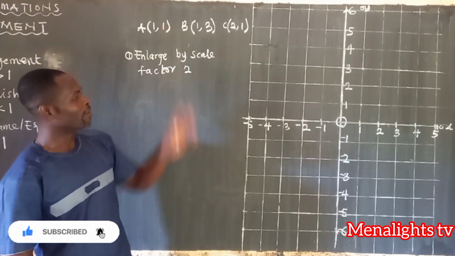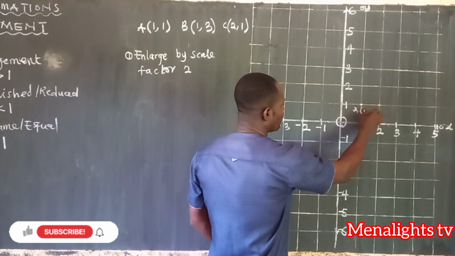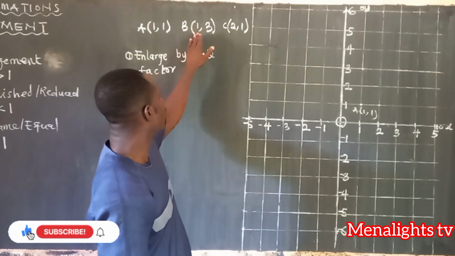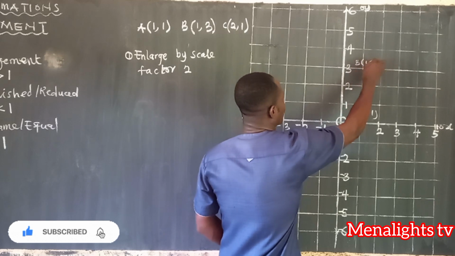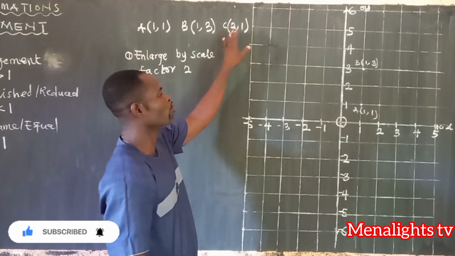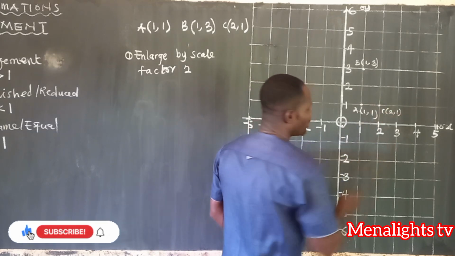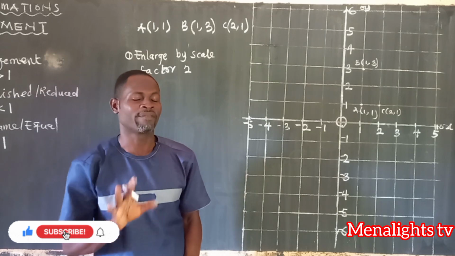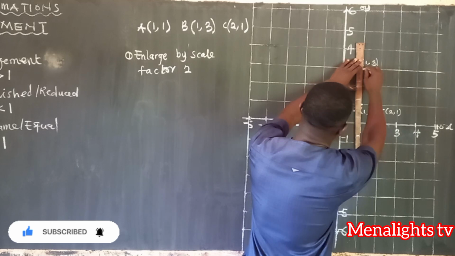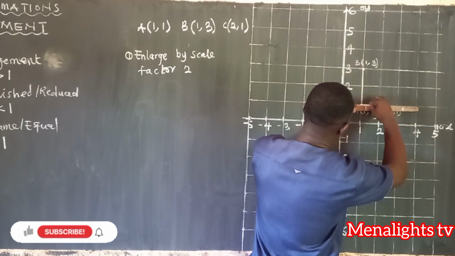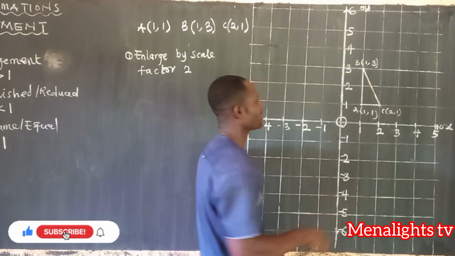So the first point A, which is (1, 1), is here. That's my A (1, 1). Then I have my B, which is (1, 3), here. And then I have C, (2, 1). The first coordinate is for the x-axis. Now let's join to form the triangle. So this is the object that we have.